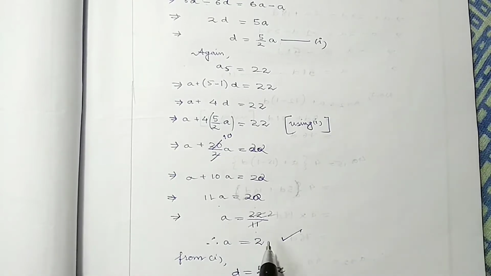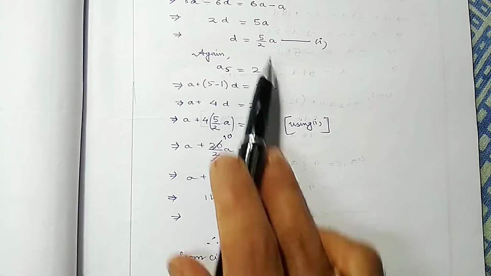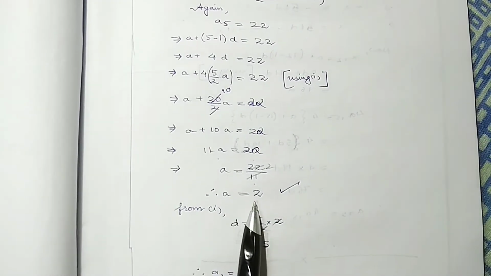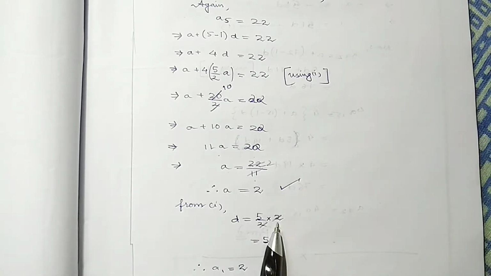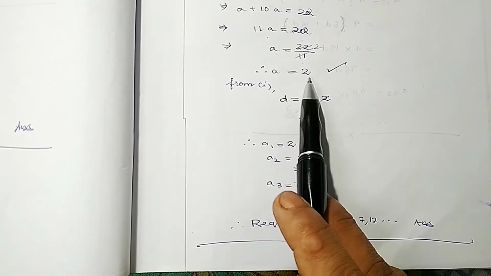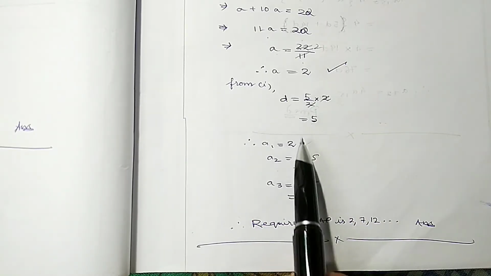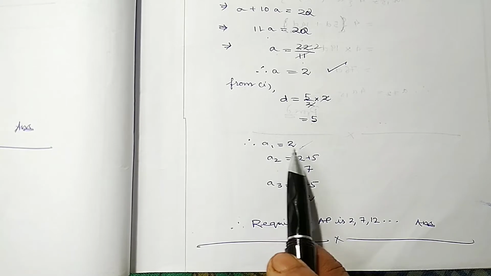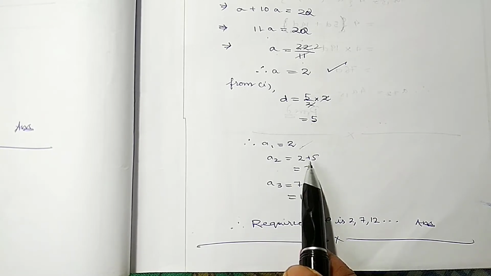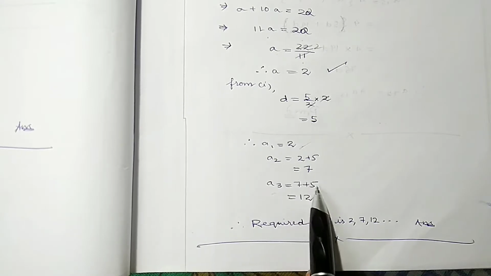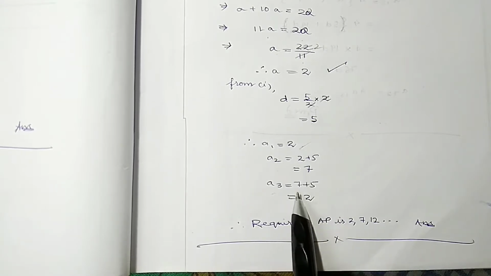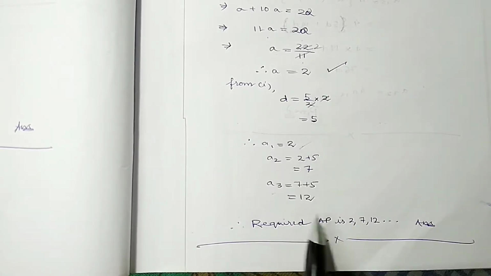And since I know A, I can place it here to get the value of D. So on placing the value of A in the first equation, we got D equals 5 by 2 into 2. And 2 cancels here, so we got 5. Since we know A equals 2 and D equals 5, now we can find the terms. A1 equals 2, A2 will be first term plus common difference, we got 7. Third term will be second term plus common difference, 7 plus 5, 12. Therefore the required AP is 2, 7, 12 and so on.